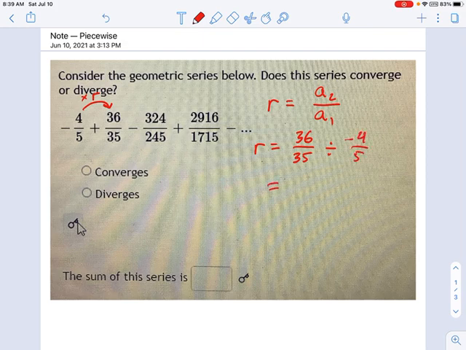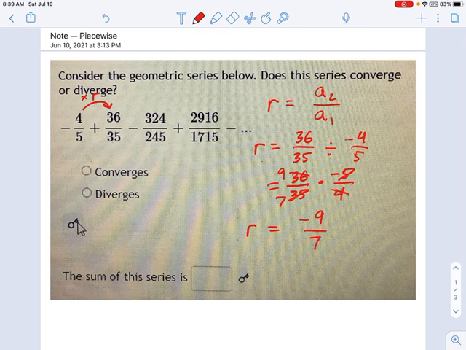And remember how to divide fractions? I hope we multiply by the reciprocal. So now we can cross out some terms here, and let's see, 36 and 4 cross out, that leaves a 9 on top. 35 and 5 cross out, that leaves a 7 on bottom. There's still that negative sign. So R equals negative 9 over 7, okay?